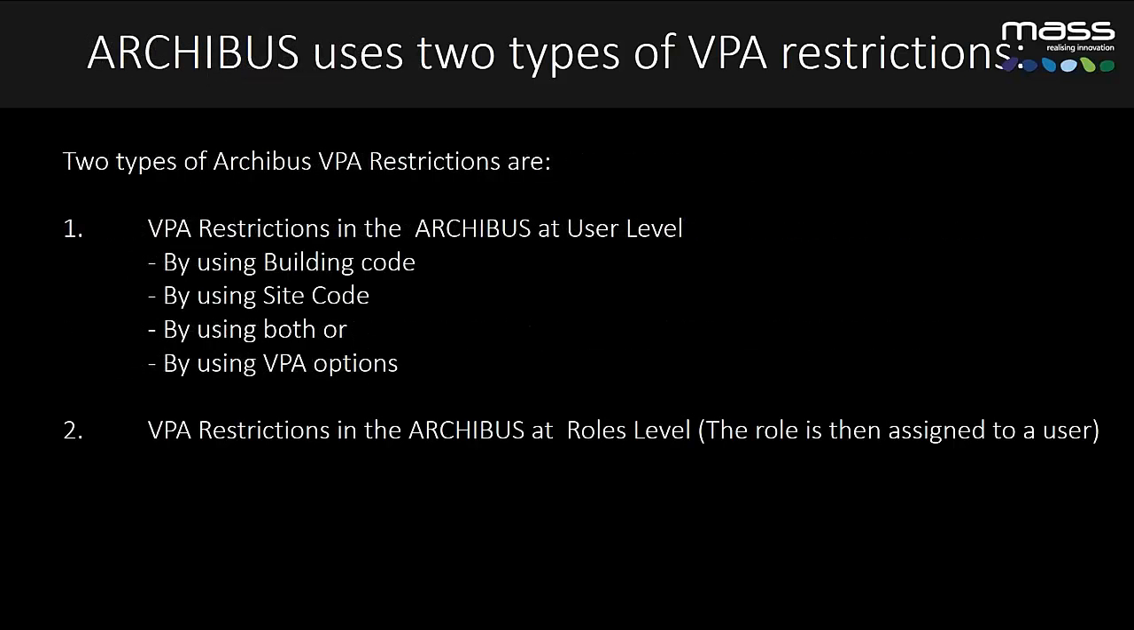Next, we have two types of Archibus VPA restrictions here. One, VPA restriction at user level and another one at role level. Under user level, we can apply restriction against building or against site or against both building and site, or it gives us further options, VPA option 1, 2, 3, 4, to apply for other different kinds of codes.